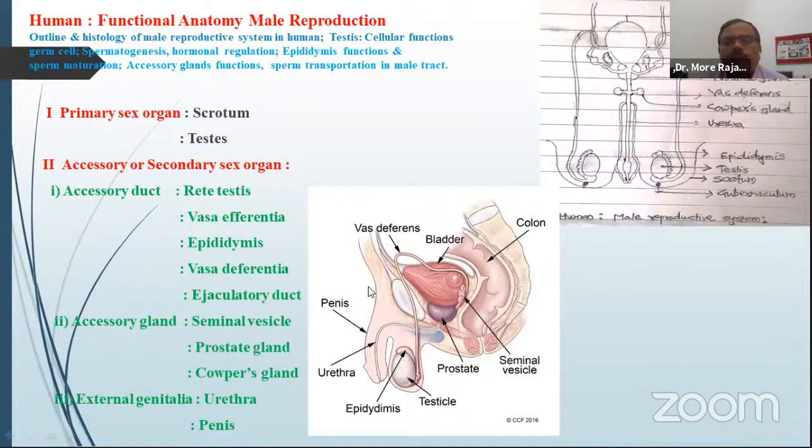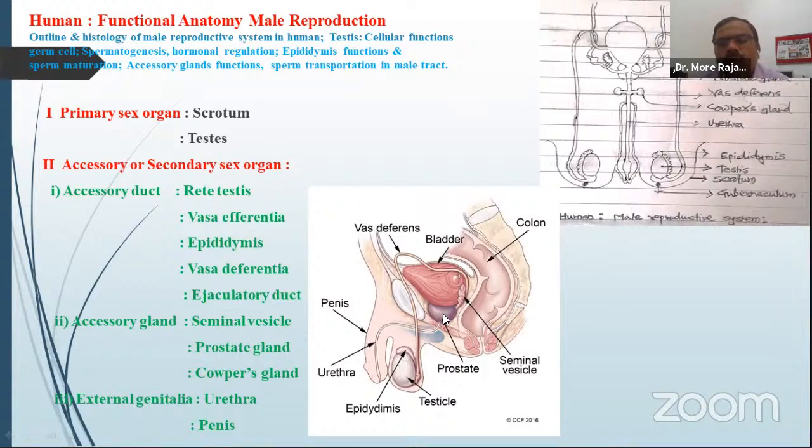Now come to this male reproductive system. In this figure, the penis is shown here, and inside the penis is the urethra. This is the tube. Then the primary sex organ further includes the scrotum, and inside the scrotum the testes are present. The testes on the backside are surrounded by the epididymis.